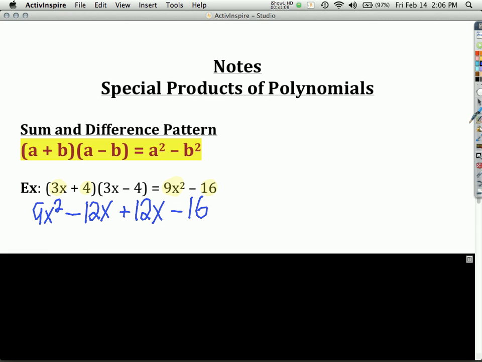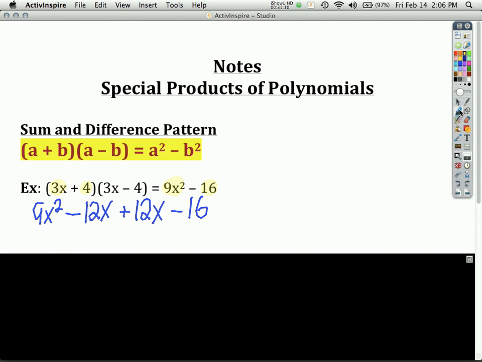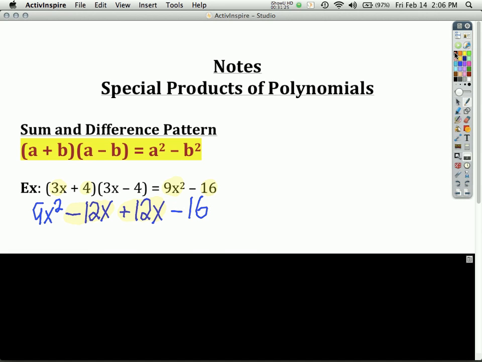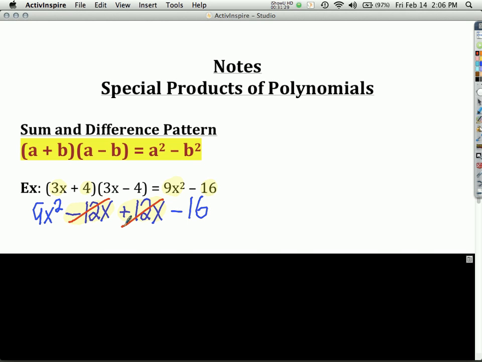One of the benefits of FOIL is that the 2 middle terms are the like terms. So that was one nice thing that we learned last time, and that will always be like terms when you do FOIL. But in this case, now you see what Alicia pointed out, which is that the 2 middle terms are opposites and they disappear.